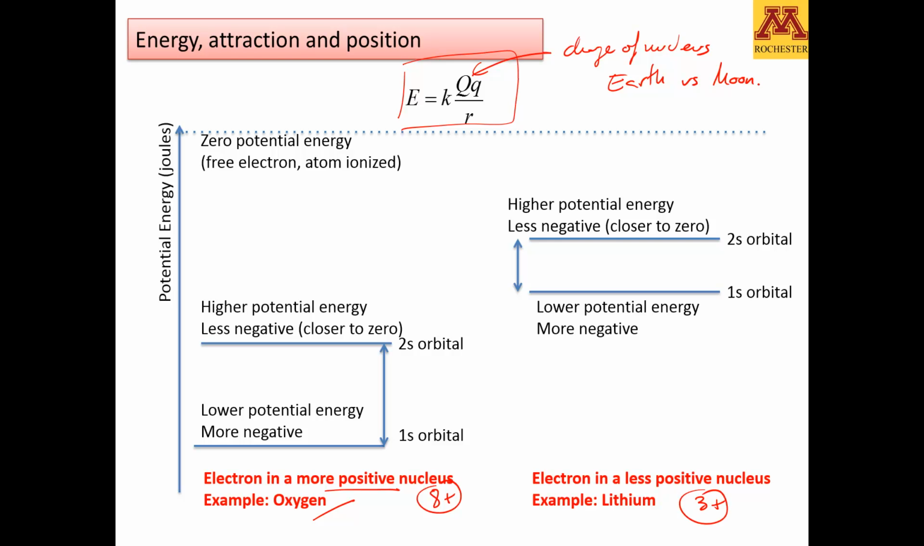Because of that, the electrons in the 1s orbital of oxygen will already be at a more negative potential. On the other hand, lithium would be the Moon and oxygen would be Earth. Because the nucleus has a less positive charge, it attracts the electrons less, therefore the energy of the orbitals will be closer to zero.